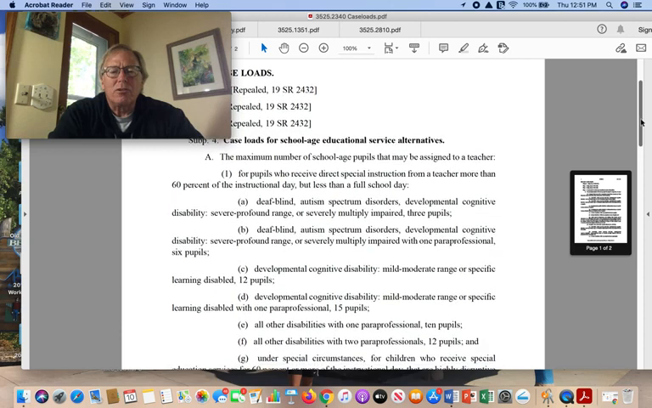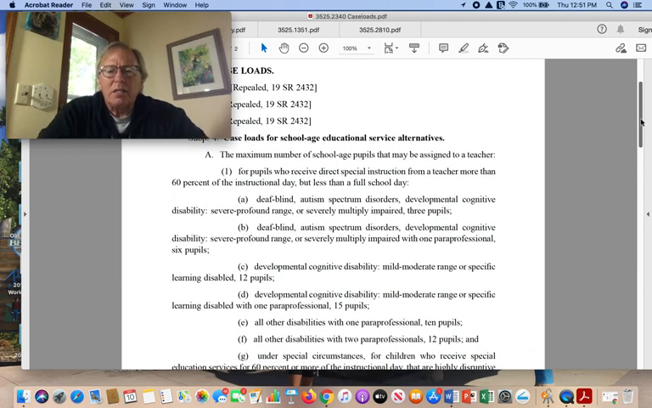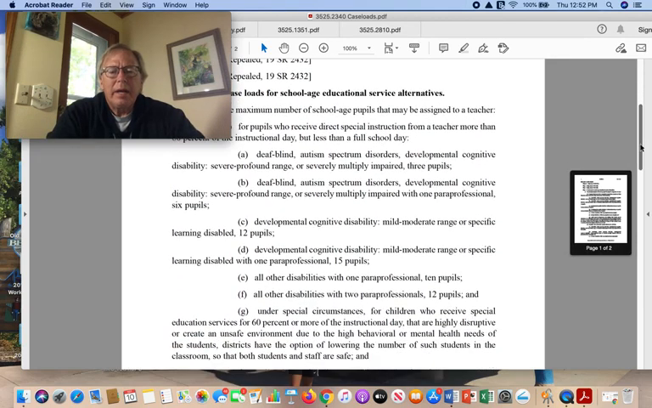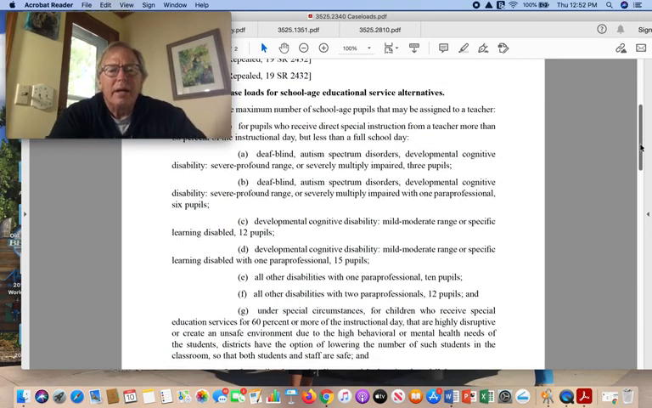And so if you look at that, for students who receive direct special instruction from a teacher more than 60% of the instructional day, but less than a full day, and it lists some of those kinds of categorical disabilities. And it says here that for certain deaf, blind, autism spectrum disorders, developmental cognitive disabilities, severe, profound, or severely multiply impaired, it's 3 pupils in that group. In the next one, it's 6 pupils, 12 pupils, 15 pupils.